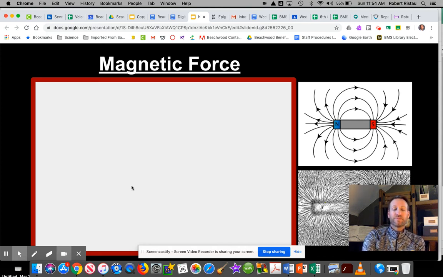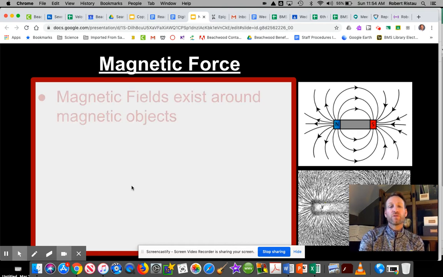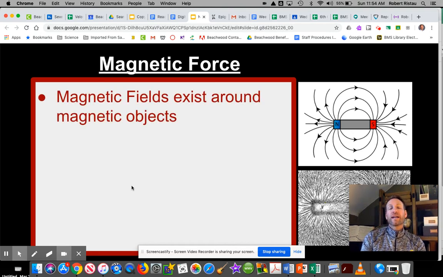All right. So with that, let's talk about our third non-contact force, and that is the magnetic force. Magnetic fields exist around magnetic objects. Just like all three of these non-contact forces, we have a field, which is the area of influence, or the region of influence where these forces are interacting with each other, even though they're not in contact with each other. The field is where they're reacting. Same is true for the magnetic field here.